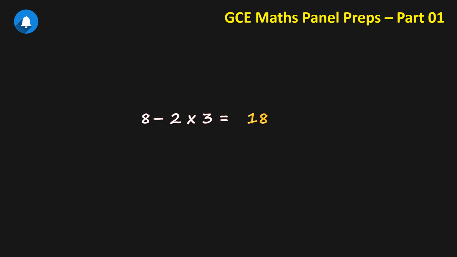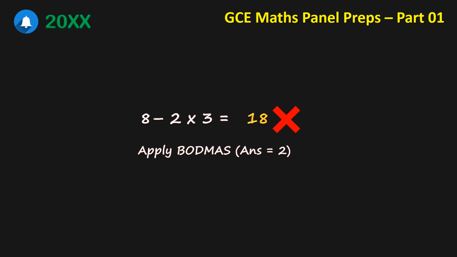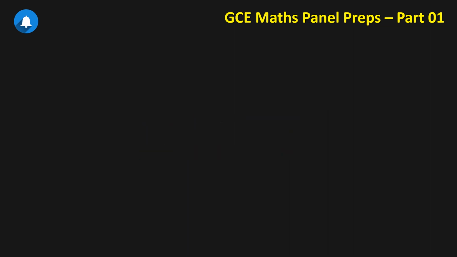Now take note of the following: 8 minus 2 times 3 is not equal to 18, because most students will say 8 minus 2, 6 times 3, 18. Wrong. You have to apply the knowledge of BODMAS, and that will give you a result of 2. So you start with 2 times 3, which is 6. Now 8 minus 6 gives 2.